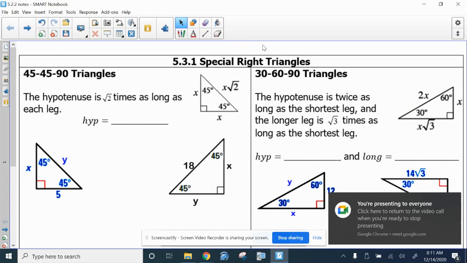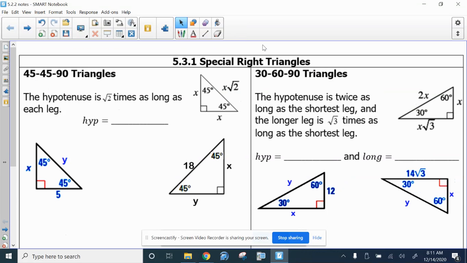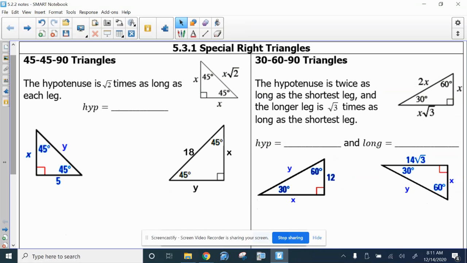my blue sheet. And again, I will post this, or actually I have this already posted, but I'm just going to explain it for you in case you're trying to read through it and you're like, I don't know what that means. So the special right triangles, that's what we talked about last Thursday.